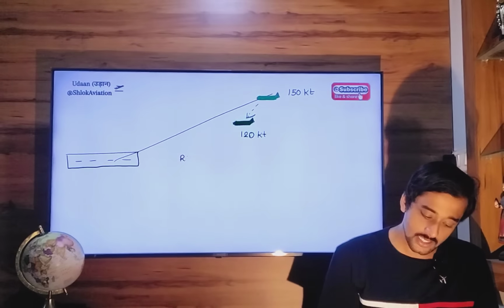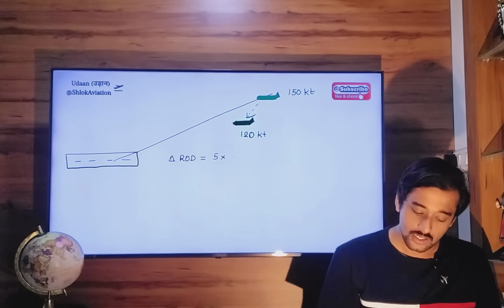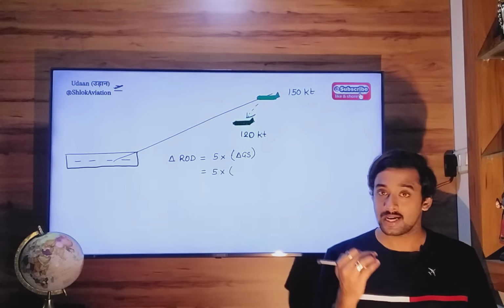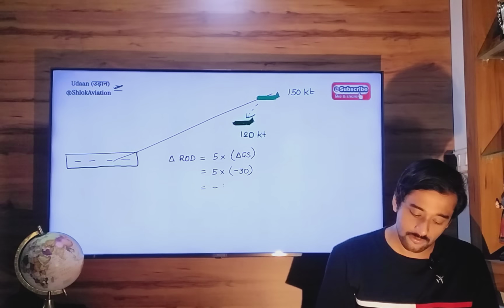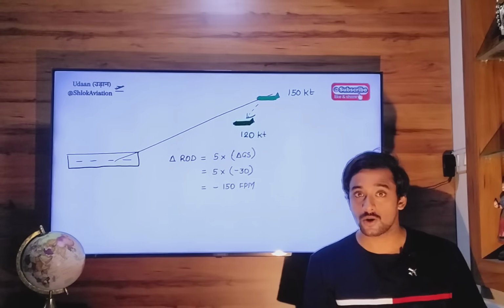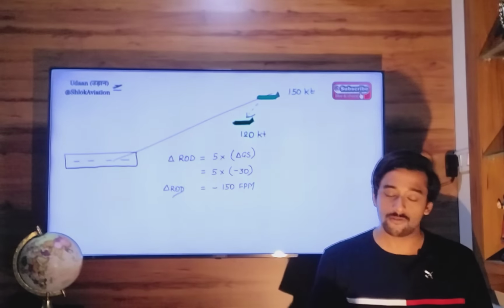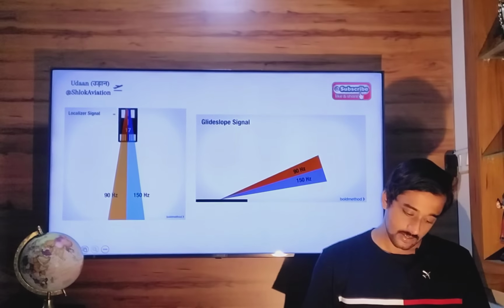So the formula is the change in rate of descent equals 5 times change in ground speed. So 5 times 30. Your speed has decreased, so minus 30. So minus 150 feet per minute. That means you will have to reduce your rate of descent by an amount of minus 150 feet per minute. Next.